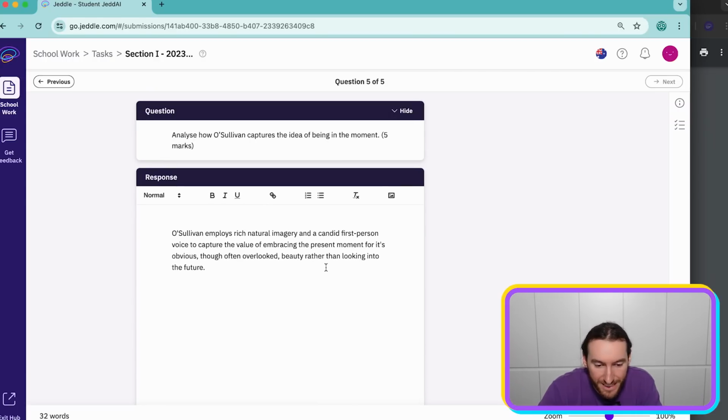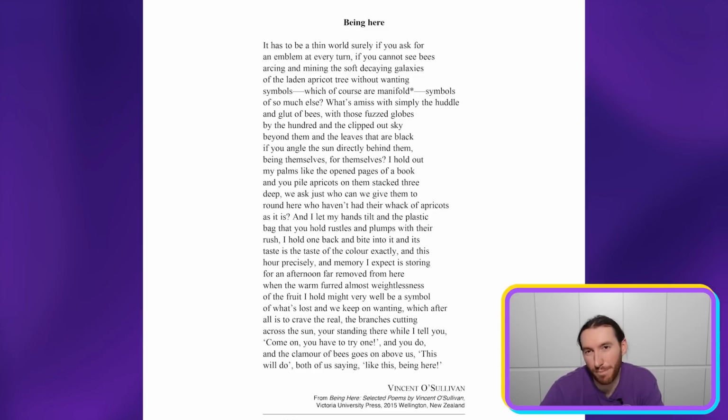All right, we need 4 techniques to get the 5 marks. I won't bother including a link sentence for this. How can we get 4 quick techniques? I always try and find something in the first couple of lines. It has to be a thin world, surely, if you ask for an emblem at every turn.